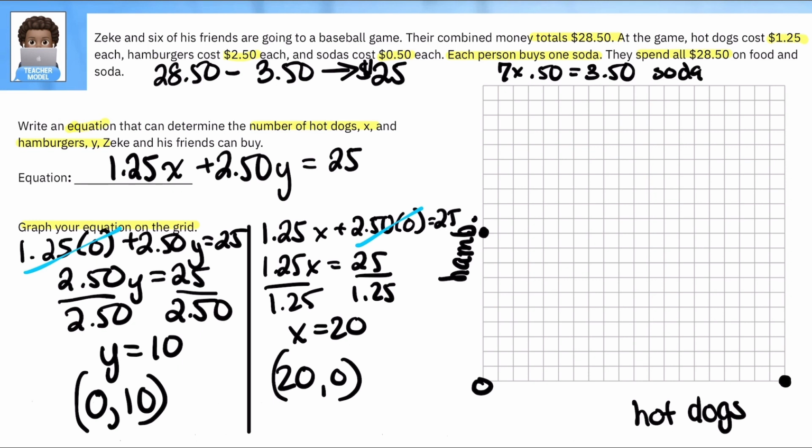And boom, here we have it. I have 0, 10 as a point, and I have 20, 0 as a point. I'm going to just connect the two points, and I have my equation and I have my graph. So hit pause and jot this down into your notes.